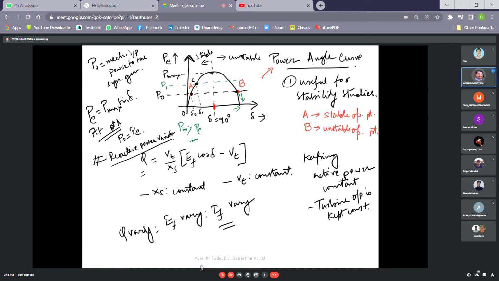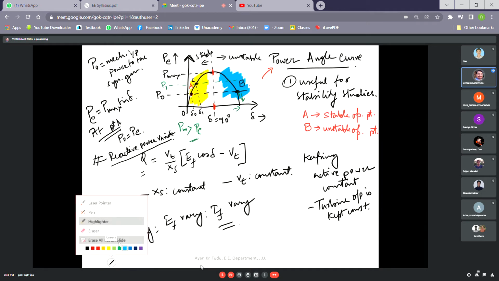The values up to delta equal to 90 degrees, this region, is known as our stable region, and the other region is known as our unstable region. Similarly, if this is the case, then we can actually find 2 points. What are the 2 points we are seeing?